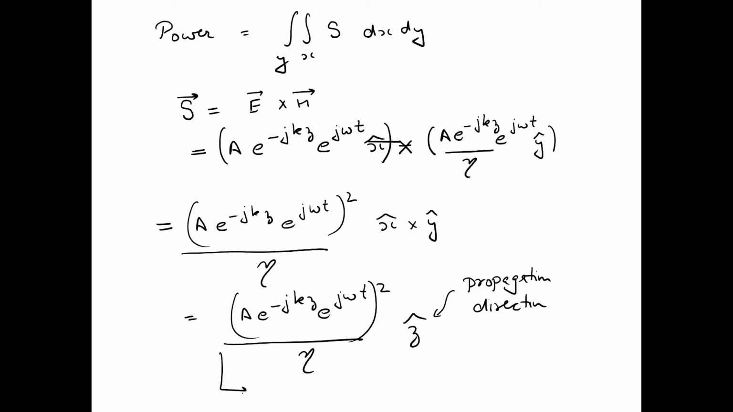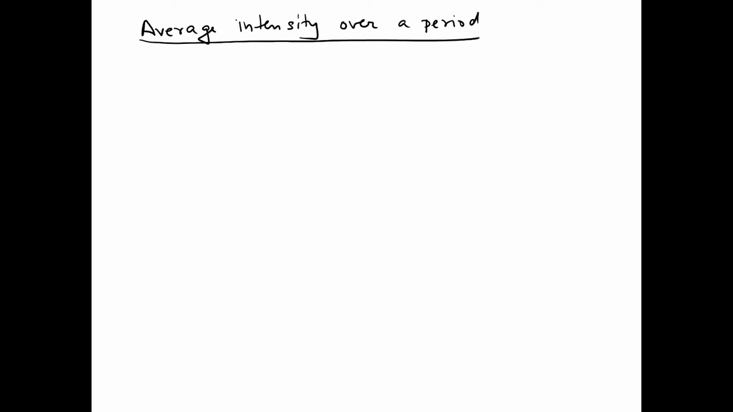This part here is your instantaneous intensity in the wave. At any one specific time, what would the instantaneous intensity be? Normally, we are never interested in instantaneous intensity. We are interested in average power or average intensity over a time cycle. Normally, this is what we are interested in.